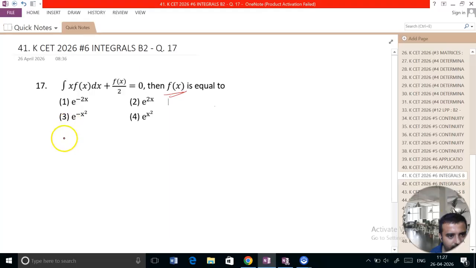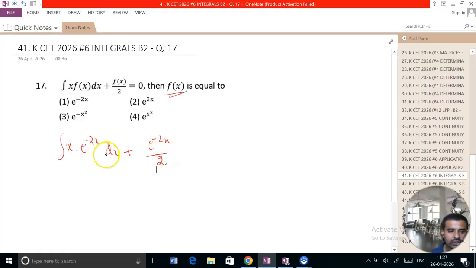Here, let's try the trial and error method. So what is f of x? If I consider option 1, what is option 1? E power minus 2x is f of x with respect to x, and f of x is e power minus 2x divided by 2. So if I take the integral of x into e power minus 2x with respect to x plus e power minus 2x plus 2, is it equal to 0?